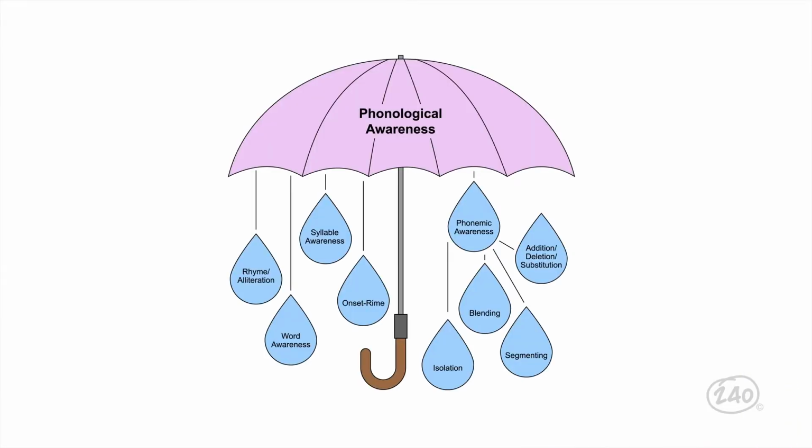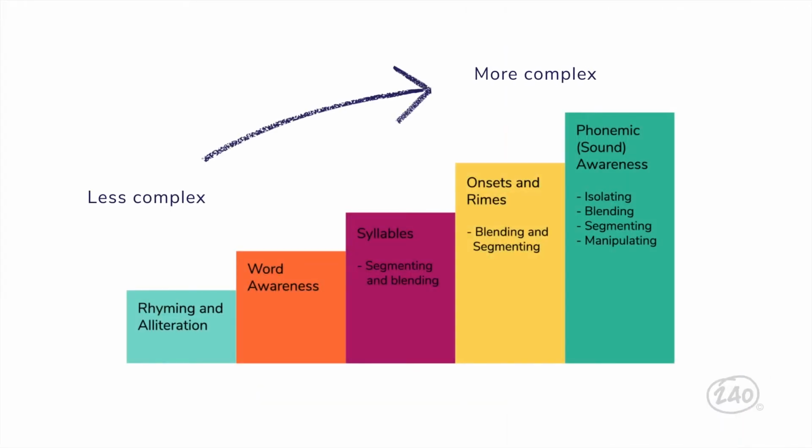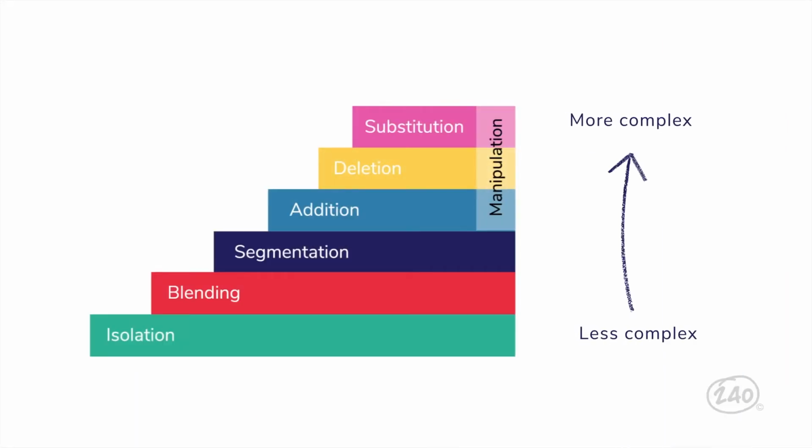Phonological awareness is an umbrella term that includes the ability to hear words, syllables, and sounds in spoken language. It involves the understanding that words can be broken into parts. Phonological awareness typically develops in a simple to complex progression. Students move from rhyming and alliteration to phonemic awareness skills. Phonemic awareness is sometimes confused with phonological awareness, but it is actually a subcategory of phonological awareness. And phonemic awareness has its own simple to complex progression of skills, from phoneme isolation up to phoneme substitution.